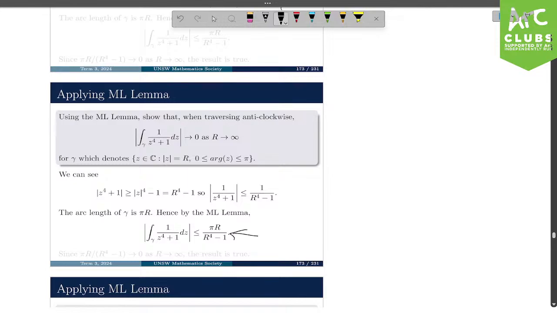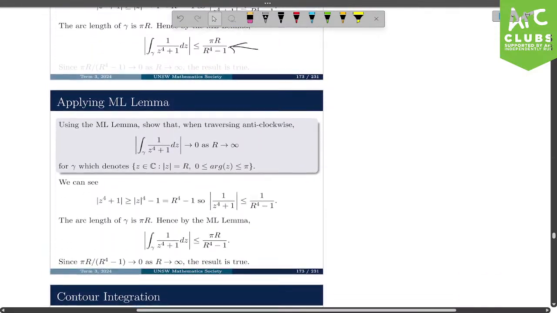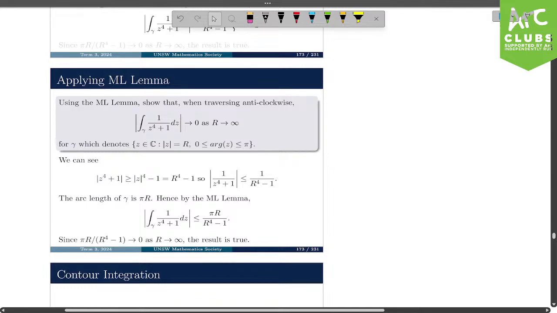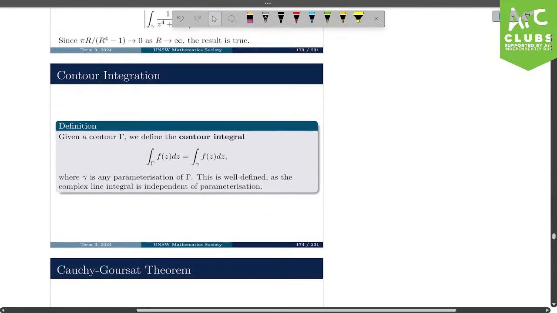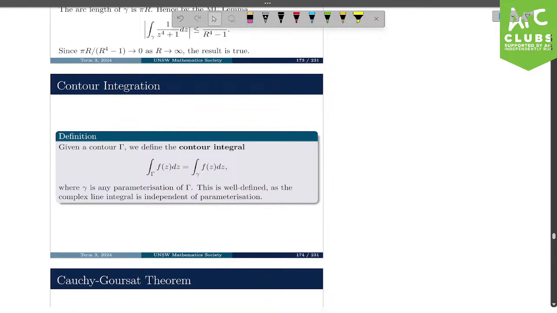We get here, we know that it converges to 0 as r goes to infinity, just because the order is much higher on the denominator. Fantastic. One more definition. Contour integrals. It's really just defining, with respect to z, how we do these integrals, and it doesn't really matter dependent on the parameterization. Okay? It doesn't matter whatever parameterization we use.